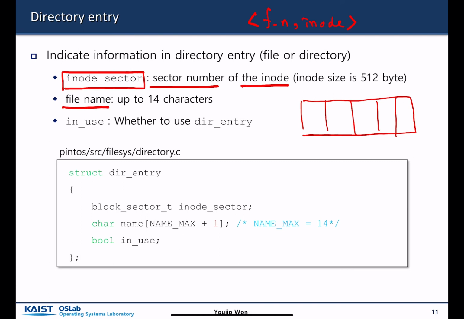So the actual data structure for a directory entry is represented by the inode sector, and the character string, the maximum number, which is 14 plus 1, and then a flag to denote whether a given directory slot is being used or not. So as you can see, this is the data structure for directory entry.